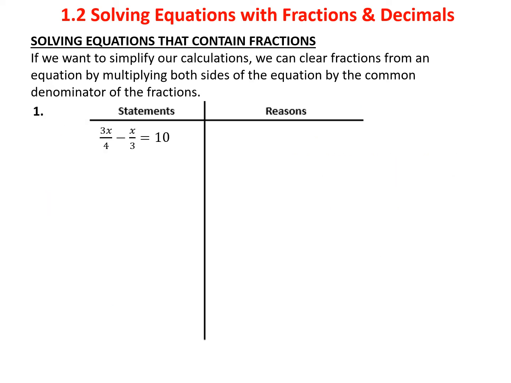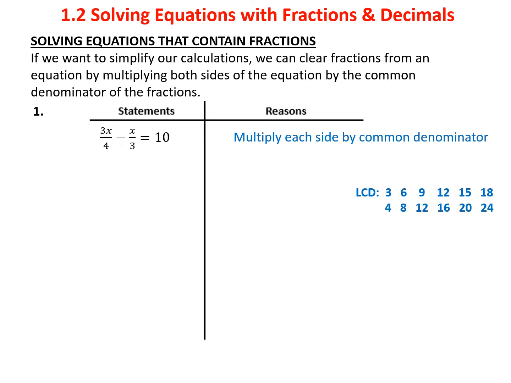All right, here's our problem here. And as we said, we want to multiply each side by a common denominator. So our two denominators are 4 and 3. So once again, just like before, I set up a list: 3, 6, 9, 12, 15, 18 for 3. Count by 4s: 4, 8, 12, 16, 20, and 24. And now what's the smallest number in each list? And it turns out to be the 12. So we're going to multiply both sides by 12.